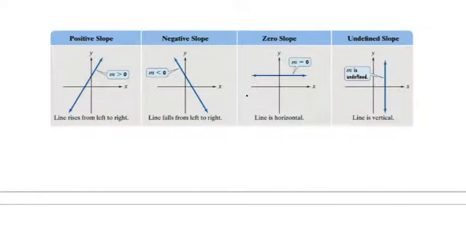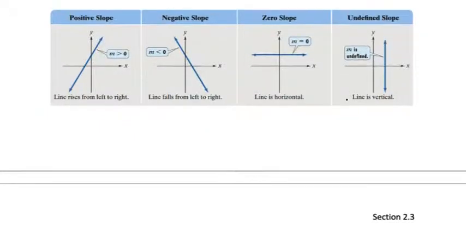And zero slope is a horizontal line. So if the slope equals 0, the line is horizontal. If the line is vertical, then the slope is going to be what we call undefined. The reason that happens is because you get a fraction where you have 0 in the denominator, and we remember that we can't divide by 0, it's not allowed, and so we say that it is undefined or does not exist.